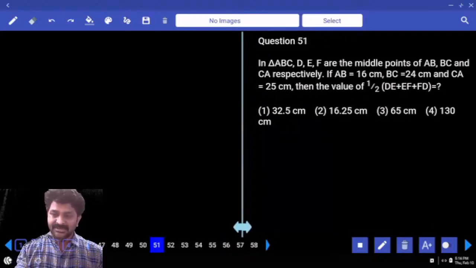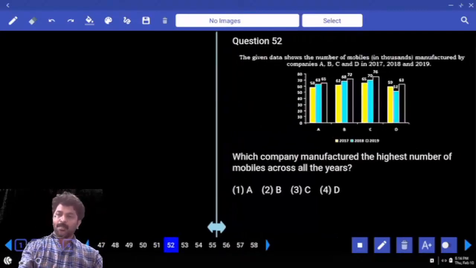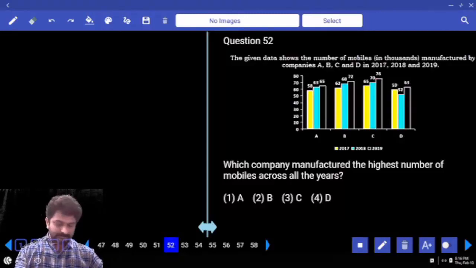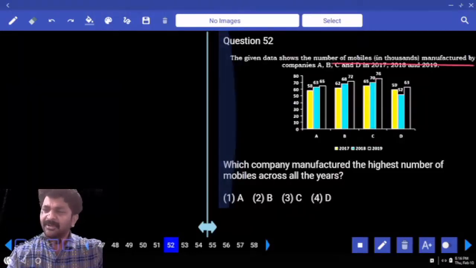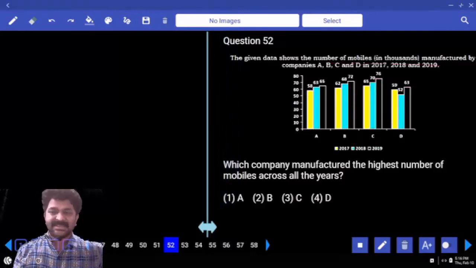Whole 51 question. Let's start from 52. These are number of mobiles manufactured by companies A, B, C, D in 2017, 18, 19. So which company manufactured highest number of mobiles across the years?